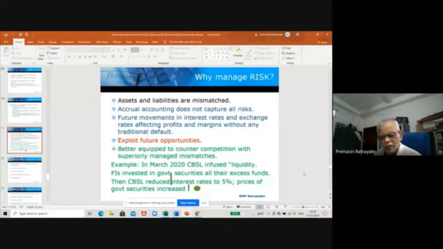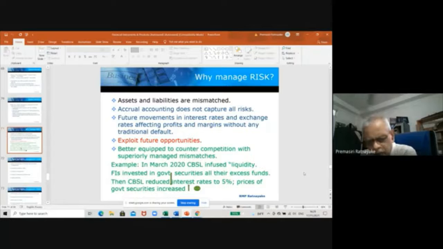So exploit future opportunities means, again, the opportunities created by the movement of interest rates and exchange rates in the future, expected movements. Those opportunities are exploited by the banks and finance company treasurers to bring in high return. Then better equipped to counter competition with superiorly managed mismatches. These banks and finance companies treasurers are better equipped to counter competition with the superiorly managed mismatches.